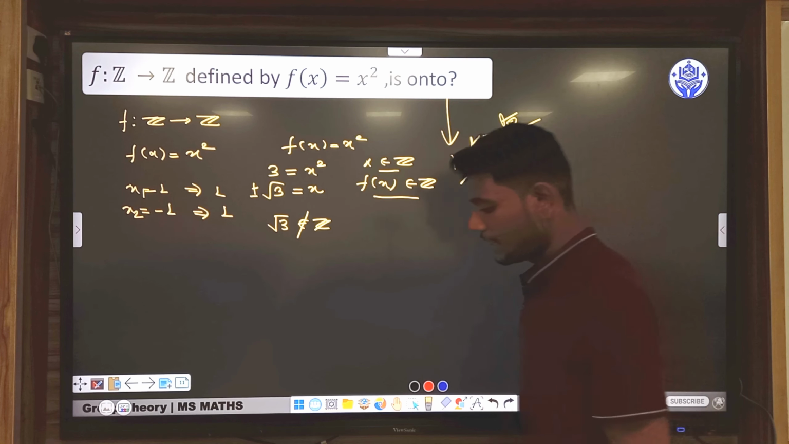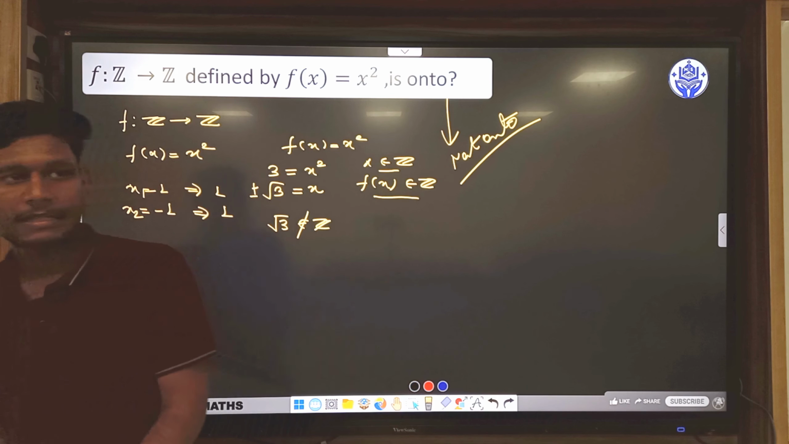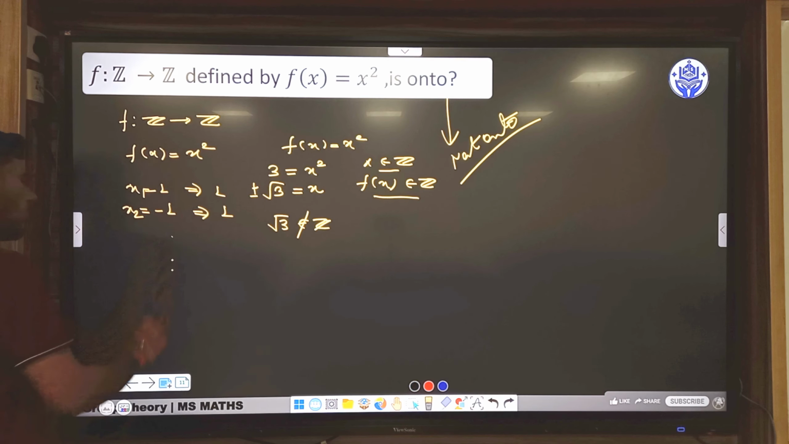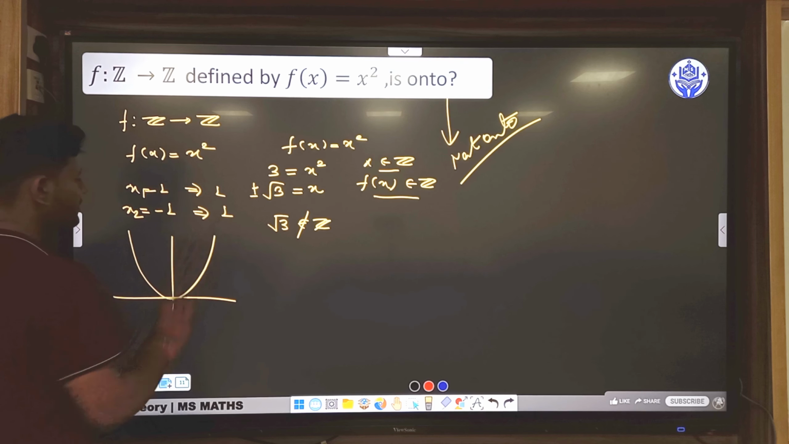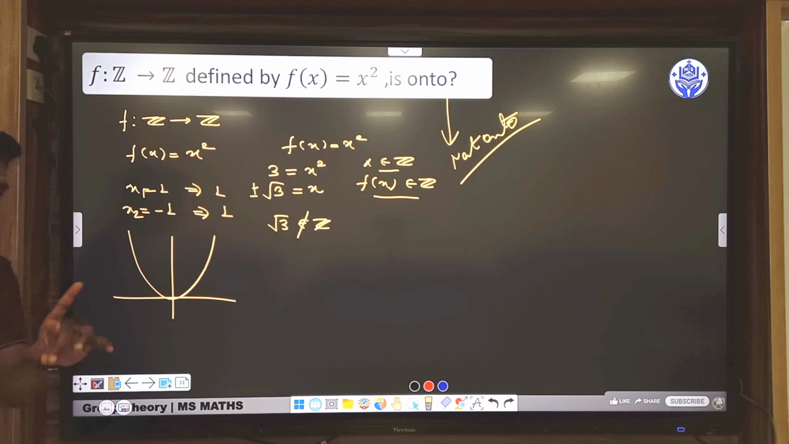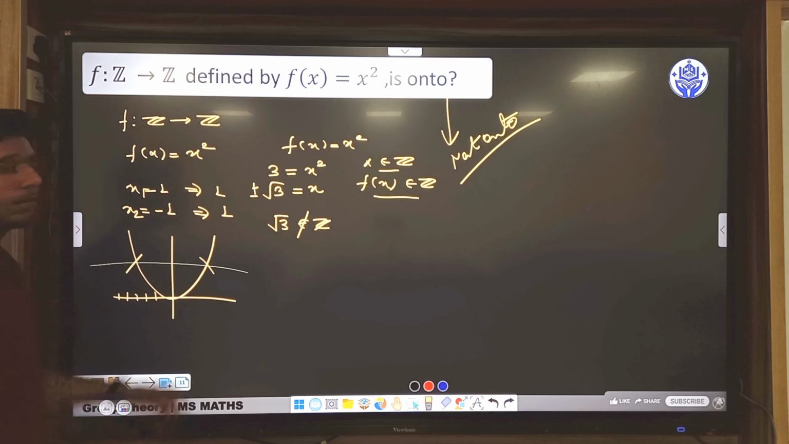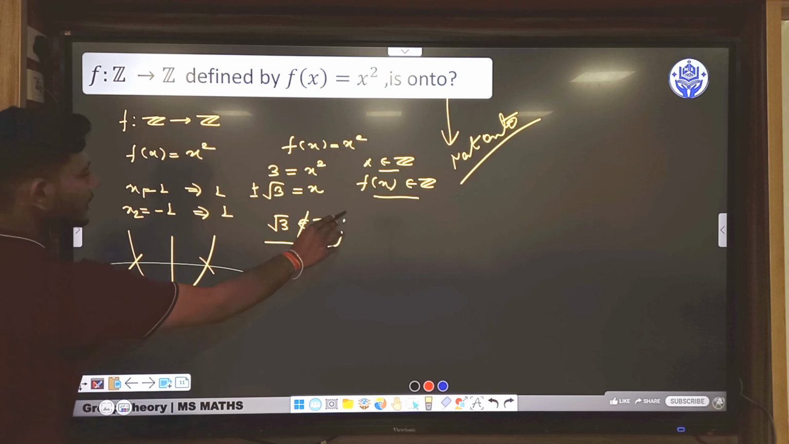There is one concept that you can use to easily say whether it is onto or not. This is my x square, but that is applicable only for real numbers, not integers, because integers are not continuous. Real numbers are continuous, because there is no hole in them, using the continuum hypothesis. So if any horizontal line cuts the curve x square 2 times, then it will be onto. But in this case, this is not onto, because root 3 will not be part of the domain.